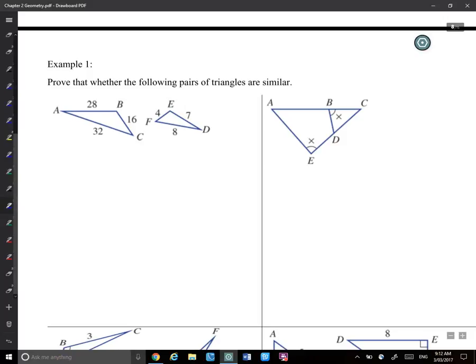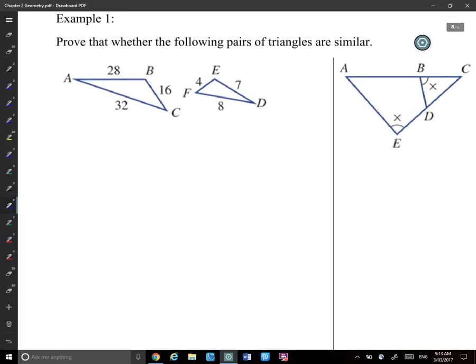So now we can see ABC and DEF. For ABC and DEF, you have 6 lengths. That must be the SSS case. It can't be the SAS, there's no angle at all, so it can only be the SSS case. So you need to prove that they are all in the same ratios.